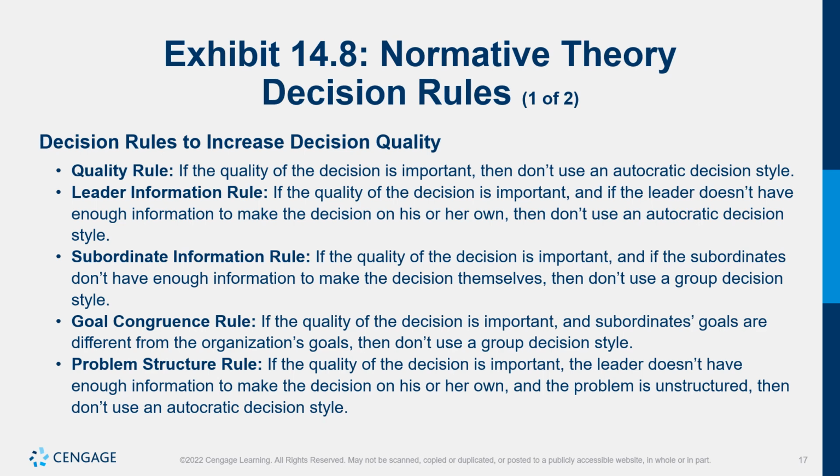Goal congruence rule: if the quality of the decision is important and the subordinates' goals are different from the organization's goals, then don't use group decision styles. Problem structure rule: if the quality of the decision is important, the leader doesn't have enough information to make the decision on his or her own, and the problem is unstructured, then don't use autocratic decision styles.